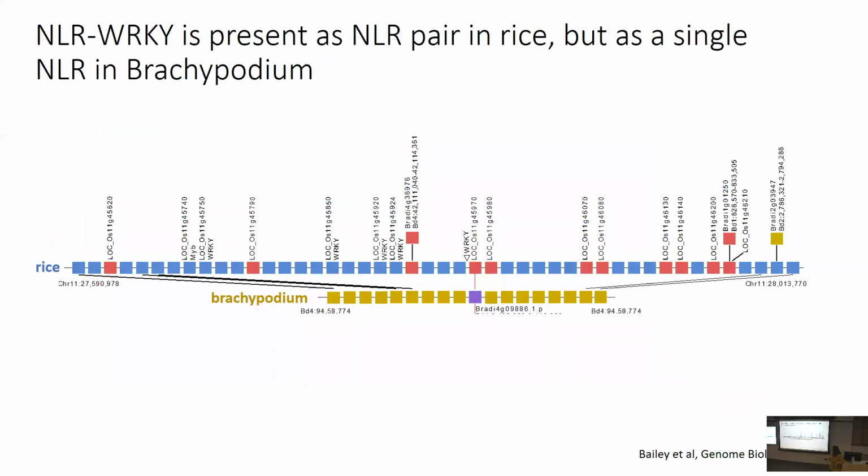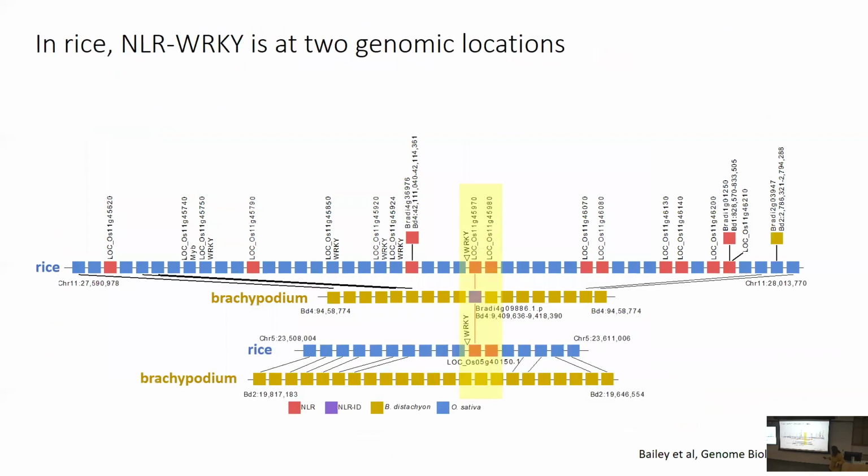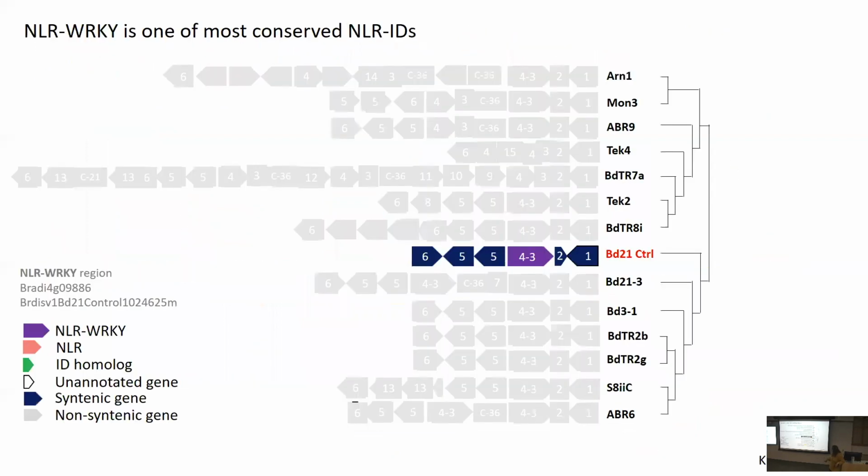And this is showing you a synteny between brachy and rice for that locus. It's a highly divergent locus in rice. It's present in brachy. There's another duplication. And this is a schematic, my last set of slides, where I want to show you within a brachy species how much evolution is happening in those NLR loci.